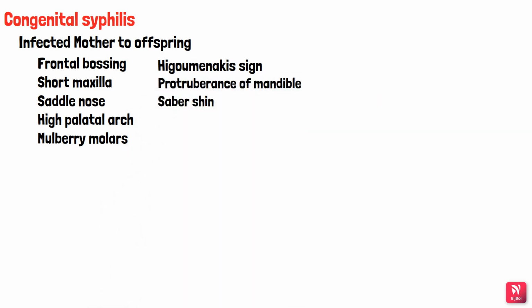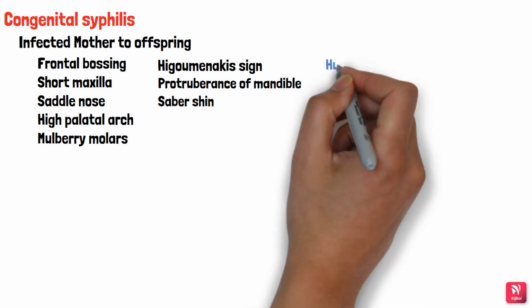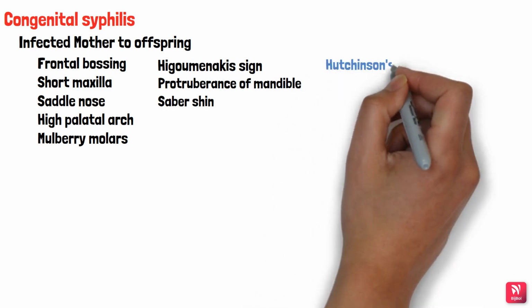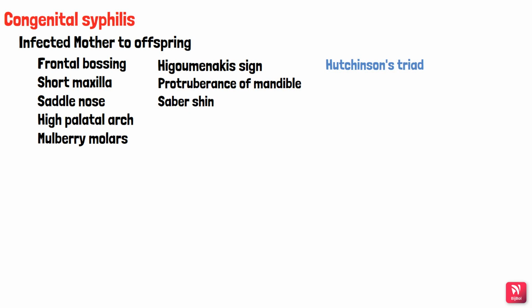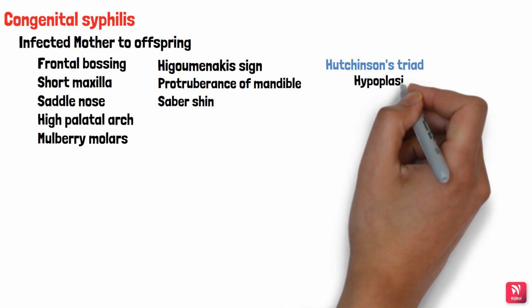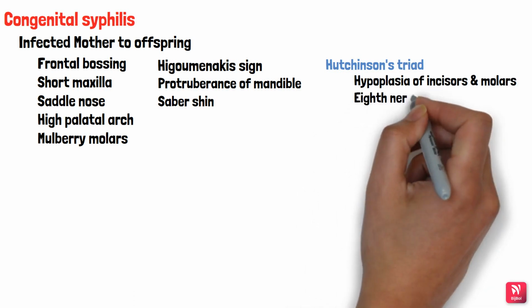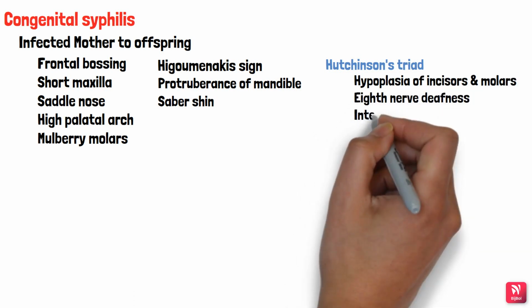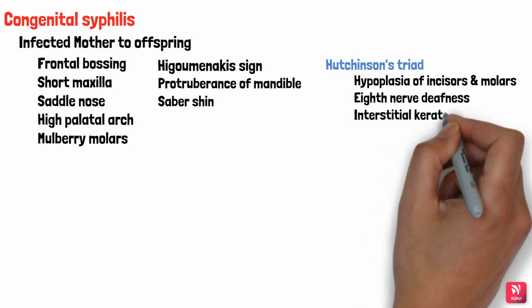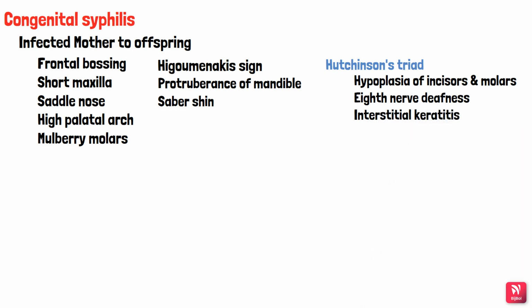And there is a pathognomonic feature of congenital syphilis, that is Hutchinson's triad. That means there will be three different lesions: hypoplasia of incisors and molars, eighth nerve deafness, and interstitial keratitis. All these three constitute Hutchinson's triad that is seen in congenital syphilis.